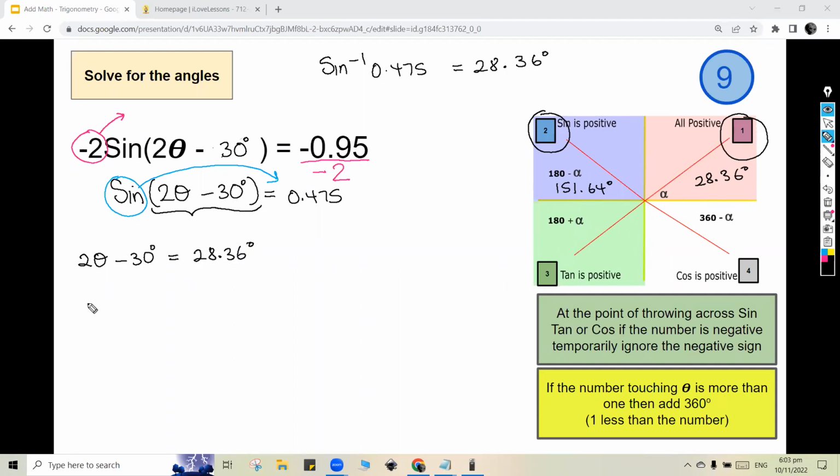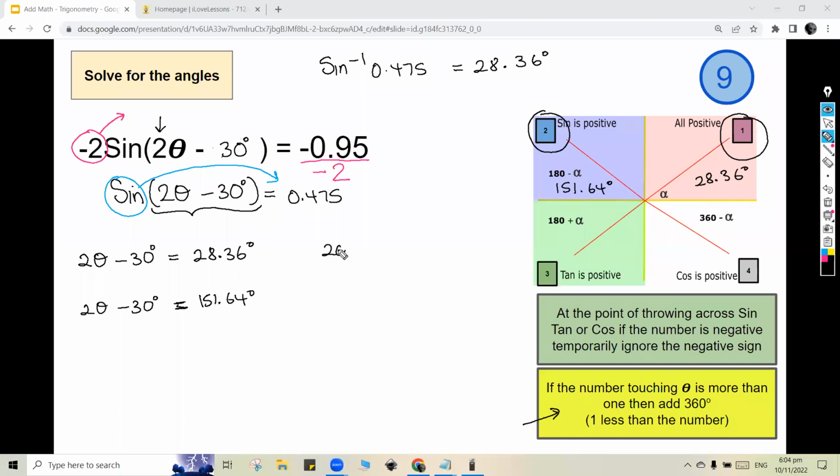28.36 degrees. And 2 theta minus 30 degrees is equal to how much? 151.64 degrees at the same point in time. But do not start to solve for theta as yet. Notice this is 2 theta. How many times do we have to add 360 to each of these answers? Only once, according to the yellow note.